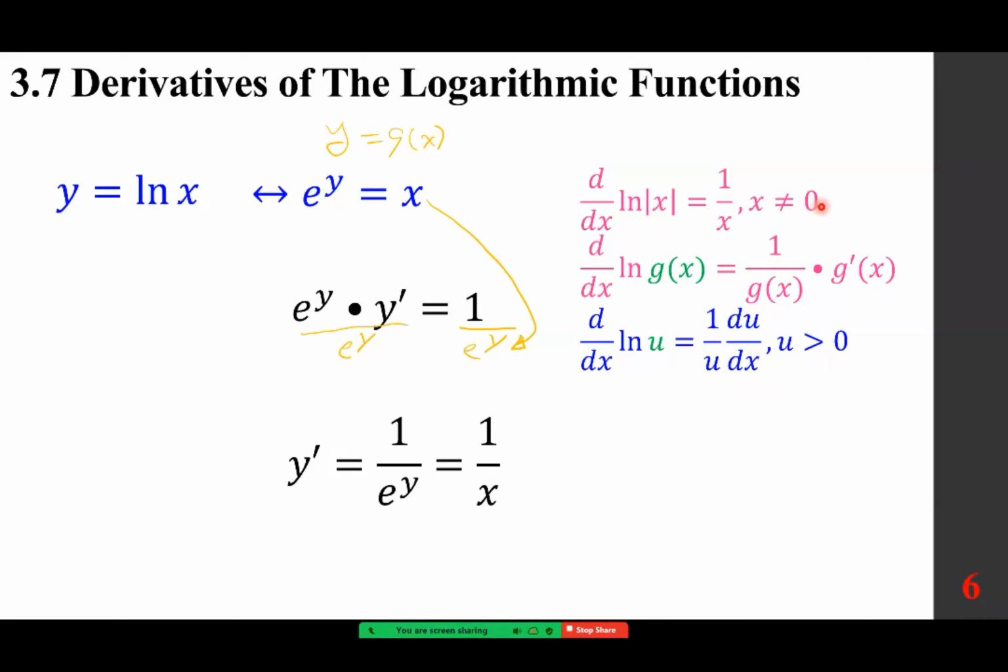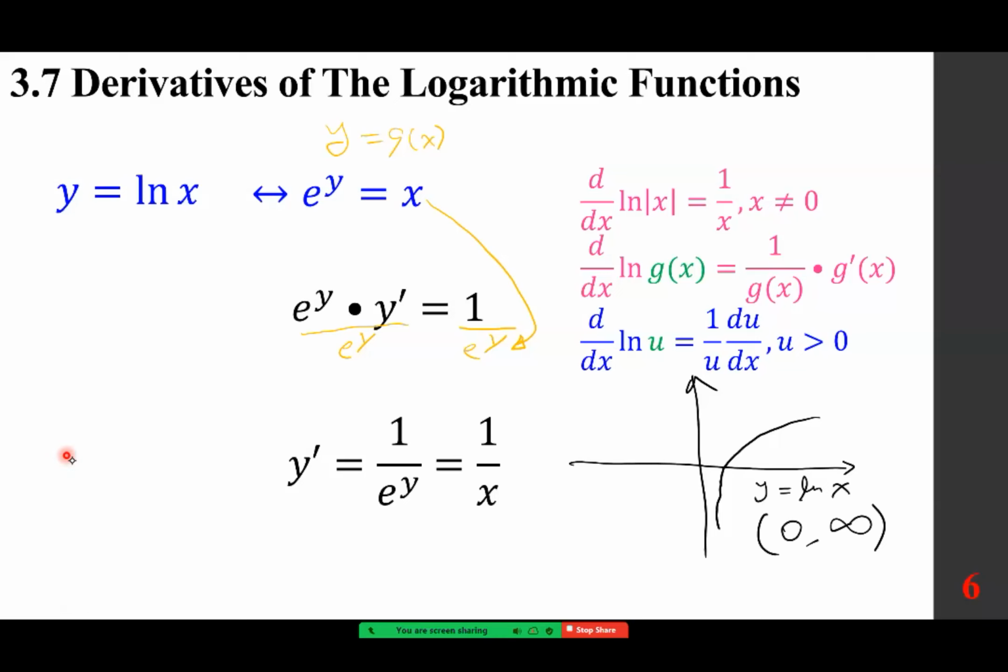And the reason why, as you recall, from the graph of y equals ln x, the domain is what? 0 to infinity. 0 is not included. That's why you may use an absolute value, especially for the reverse process, which will be discussed later on. Or in this case, if you don't want to use that, you say u is larger than 0. That's the reason it's been used in this fashion. Okay, everyone.